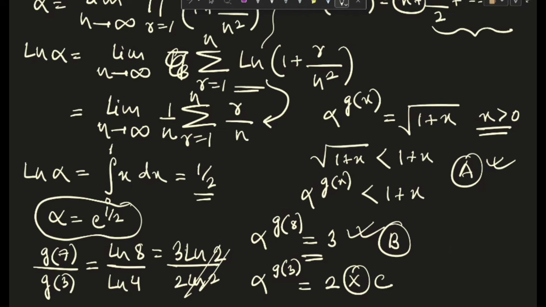So this actually came out to be 3 by 2, which means option D is also correct. So our correct options for this question will be A, B and D.